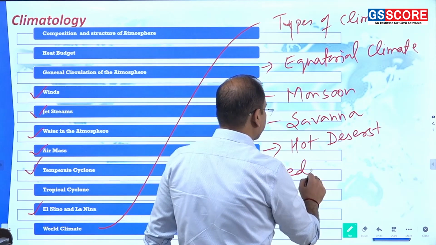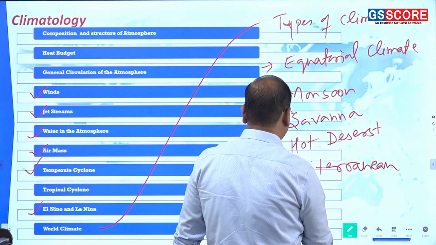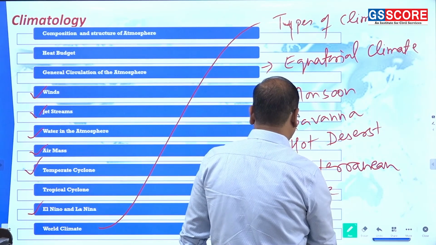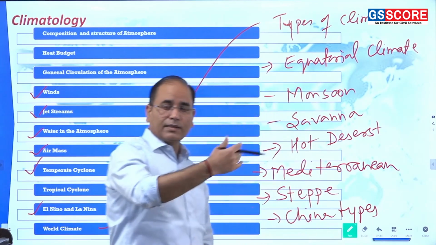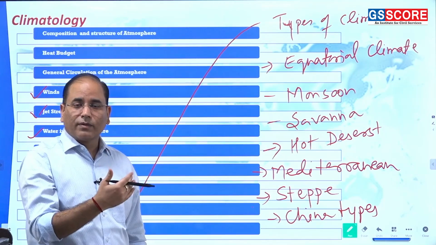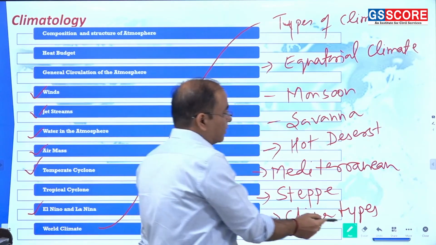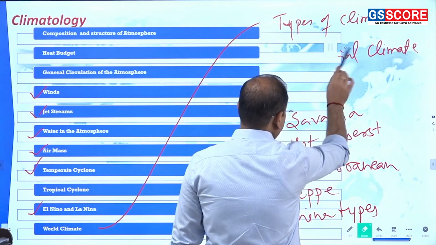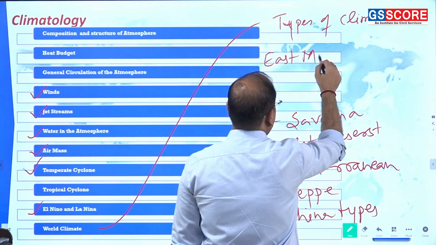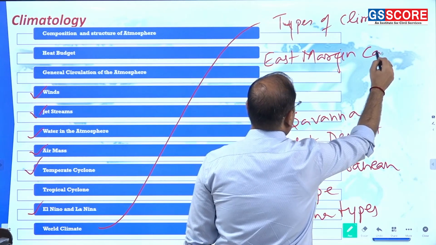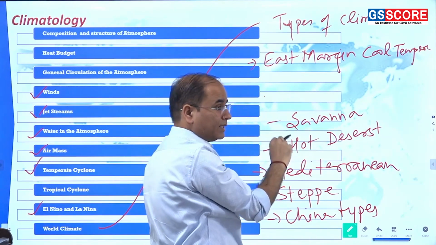Also we have Mediterranean climate. Then we have steppe climate. Then we have China type climate. These climates are mainly present in the lower latitude of temperate area. We call it warm temperate. Then in cool temperate area we have the east margin cool temperate climate, that you are supposed to study, which is also known as Laurentian climate.